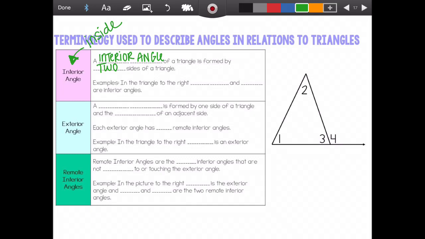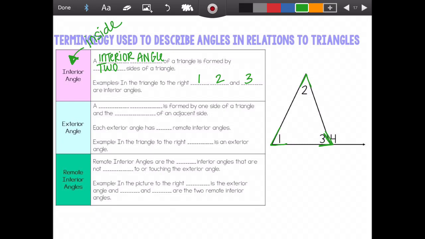Okay, and then for examples, it says in the triangle to the right, angles: angle 1 is at 1 and 2 sides, that's angle 2, and right here, angle 3. Okay, so those are the three interior angles. They are inside of the triangle.